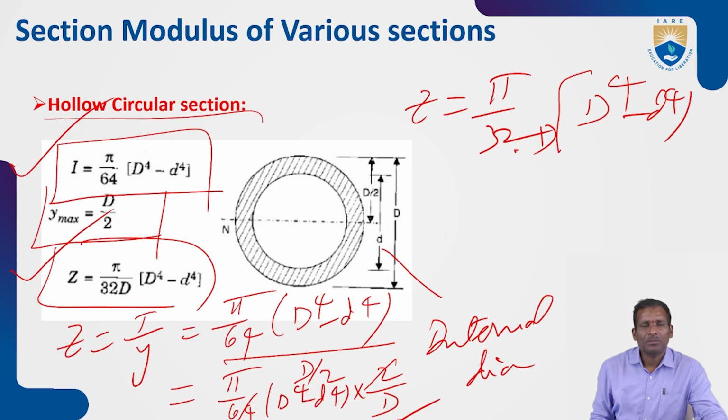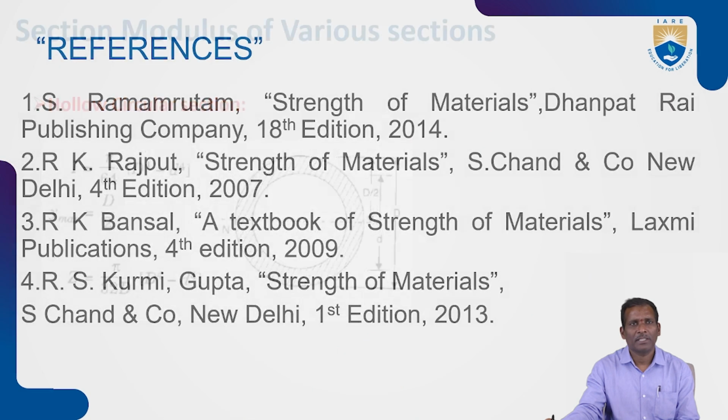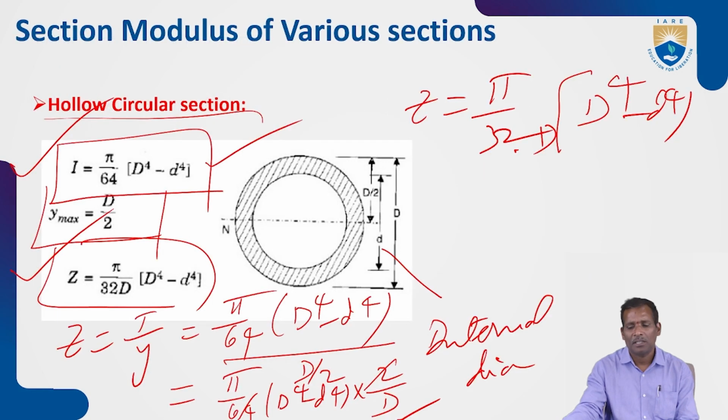Similarly, for a hollow circular section, I is equal to pi by 64 into capital D to the power 4 minus small d to the power 4. So y max is D by 2. So the Z is pi by 32 D into (capital D to the power of 4 minus small d to the power of 4). So like this, you need to give the answer for the bending stresses topic.